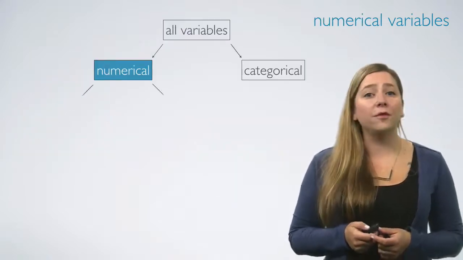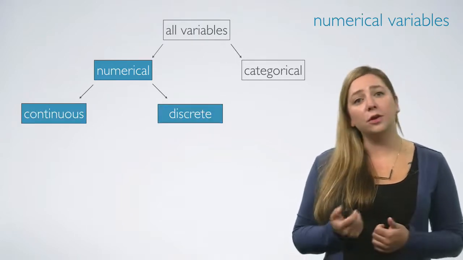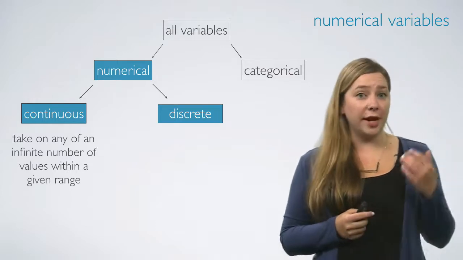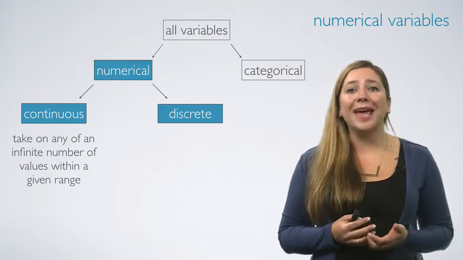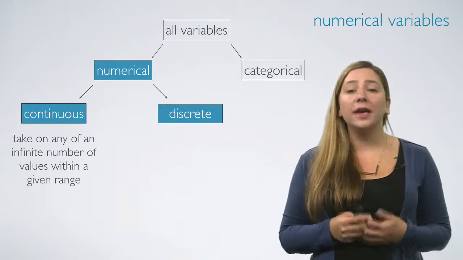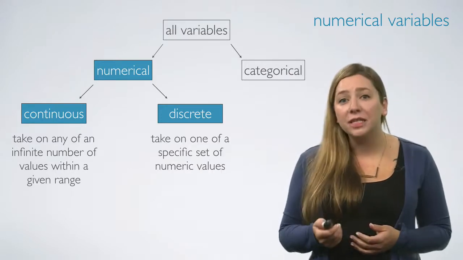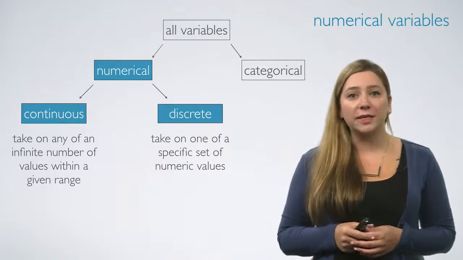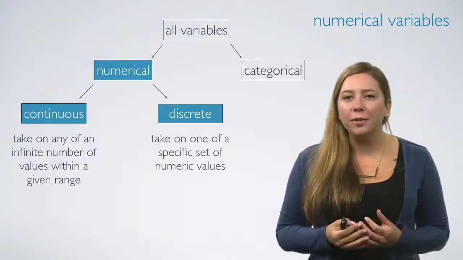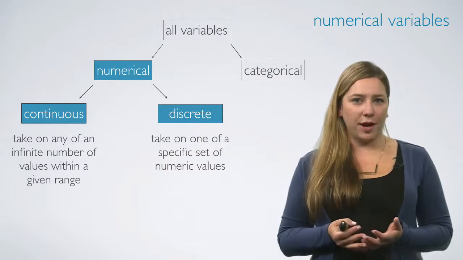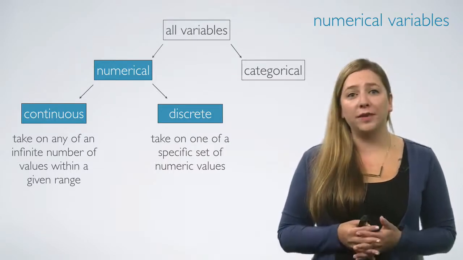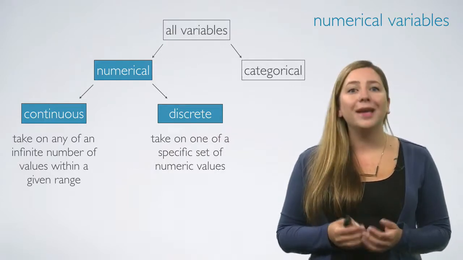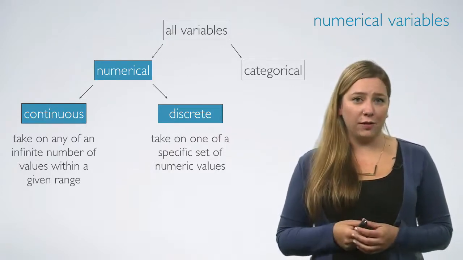Numerical variables can further be categorized as continuous or discrete. Continuous numerical variables are usually measured, such as height. These variables can take on any number of infinite values within a given range. Discrete numerical variables are those that take on one of a specific set of numeric values, where we're able to count or enumerate all of the possibilities. One example of a discrete variable is the number of cars a household owns. In general, count data are an example of discrete variables.